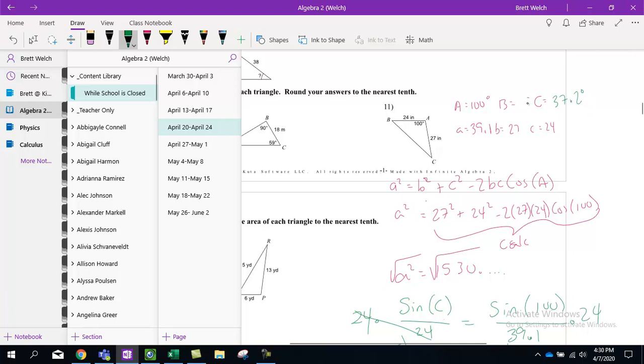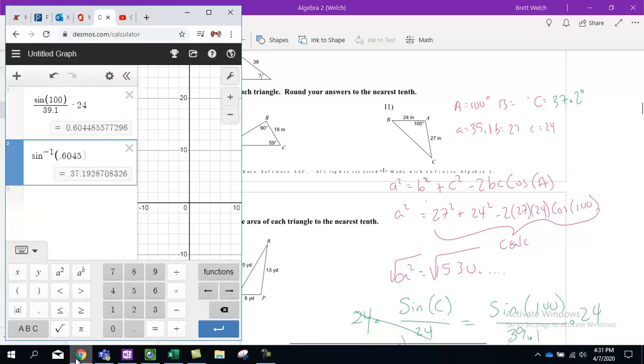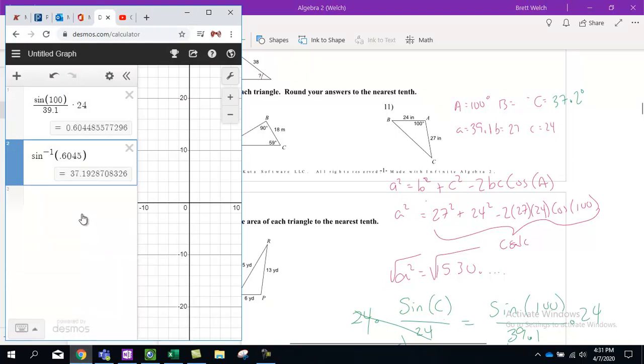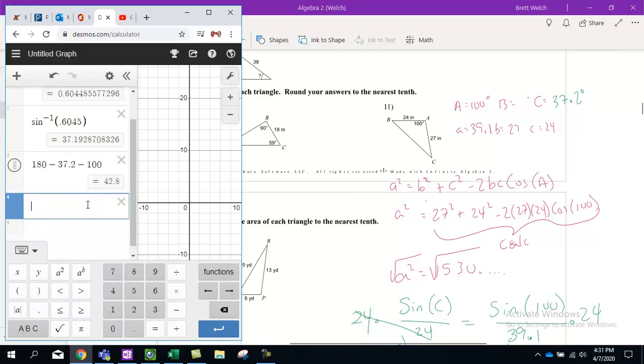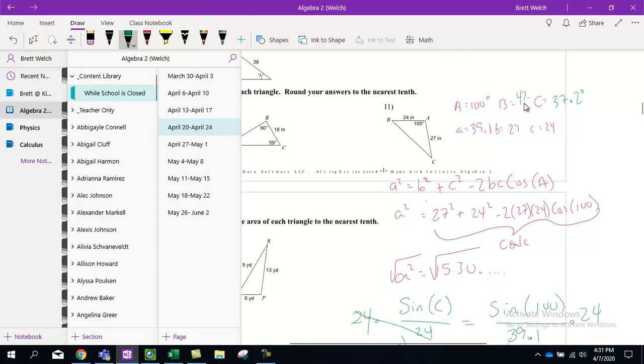And to find B, I'm just going to subtract from 180. Let's make sure that we got all our numbers right so far. 37.2. And if we take 180 minus 37.2 and minus 100, we get 42.8. And there is our solved triangle. All three sides, all three angles.